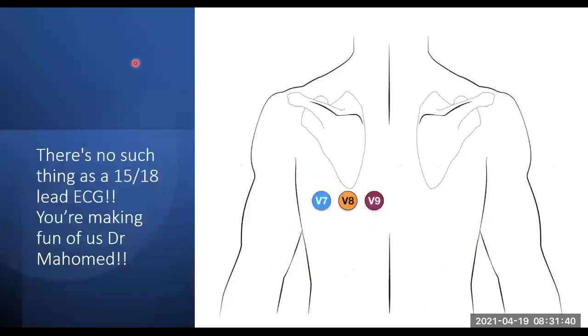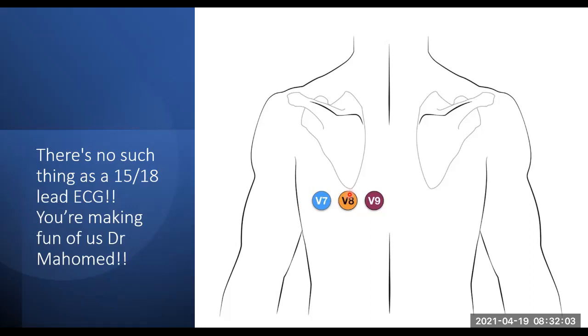Okay, so remember we said there's no such thing as a 15 to 18 lead? All right, there is, it exists. This is a 15 lead ECG, all right? So basically all that you do is you take V4, V5, V6, and you move them around the back. V4 gets placed on the posterior axillary line. So it's a bit off-putting, but it's more or less around there. V5 becomes V8. It sits below the tip of the scapula.